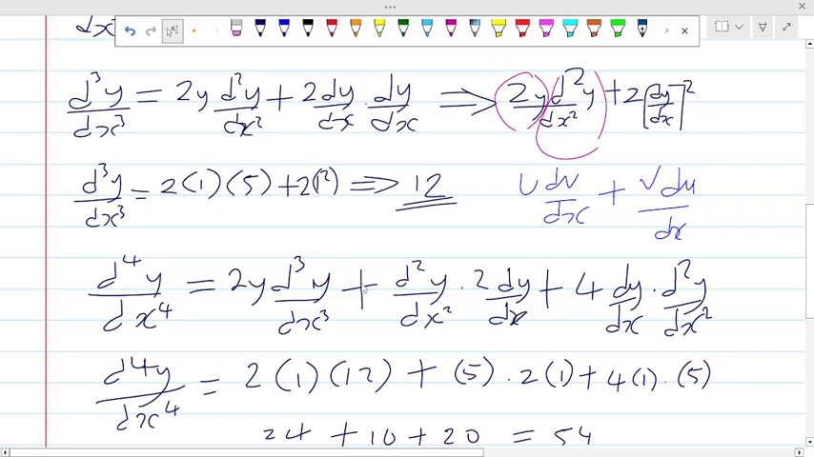Perfect. Plus, now we hold these parts, and we differentiate these parts. When you differentiate this, you have 2, but because there's no x term, you now put dy/dx, which is this part. Good.